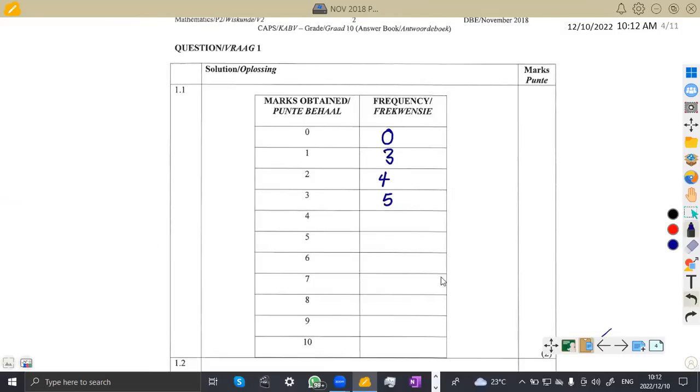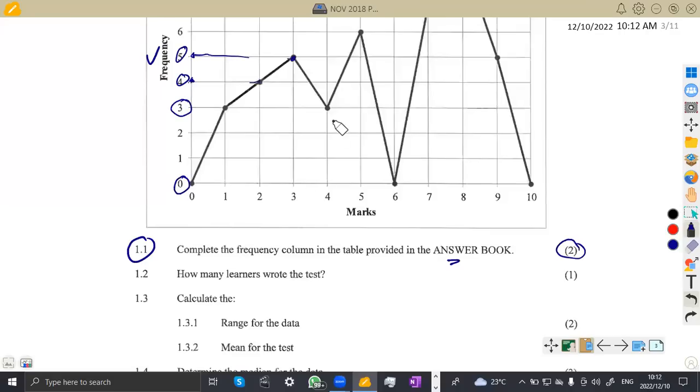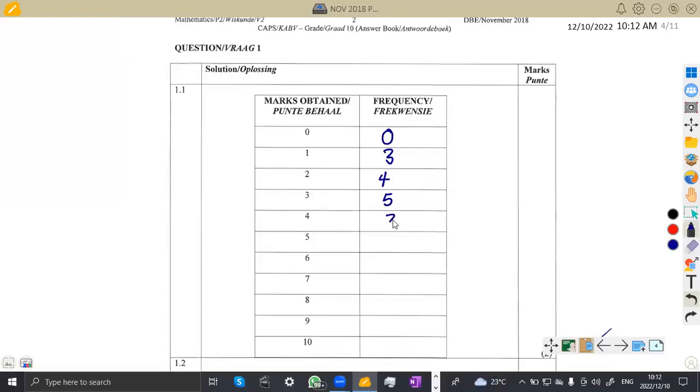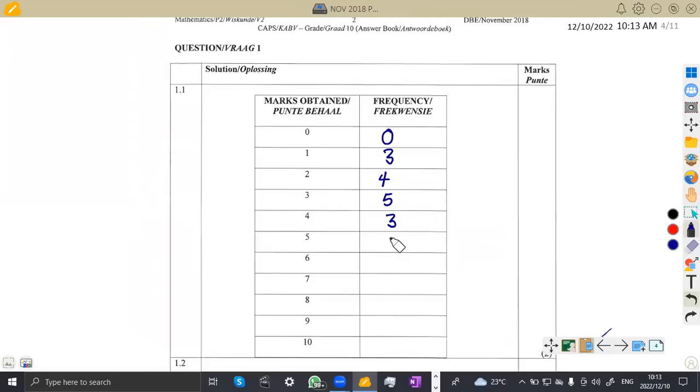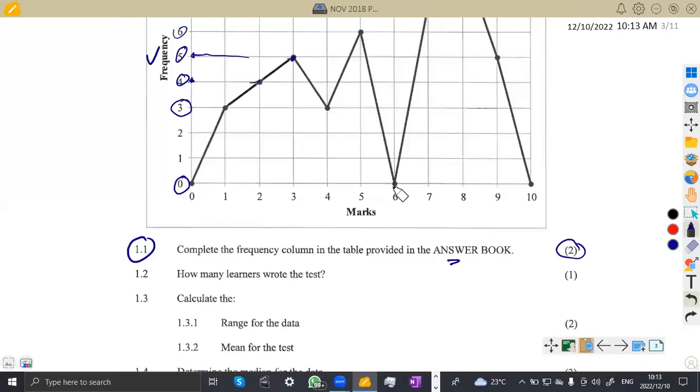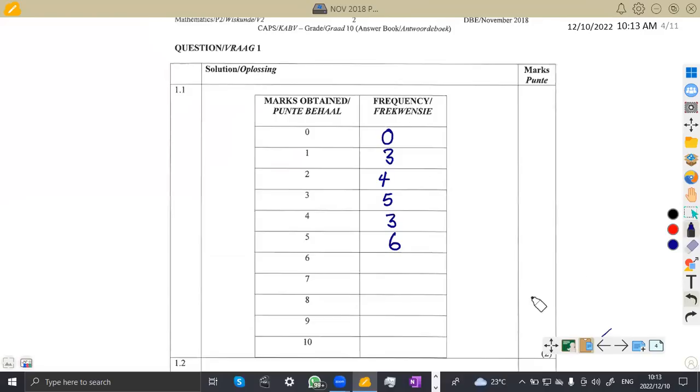Then we've got 4. According to the graph, 4 corresponds straight to the graph. That is a 3. All right, so that's 4 versus 3. 5, it's the same thing, guys. We do the same thing on 5. So 5 straight here corresponds with 6. So that is the frequency on 5, which is a 6. Then we have got a 6 here. 6 corresponds with a 0. There is no one here straight to the graph. That's a 0 there. So it's 6 versus a 0.